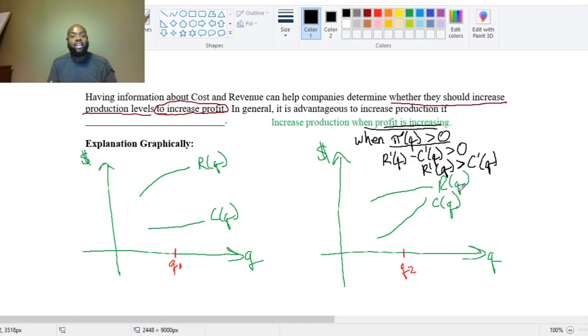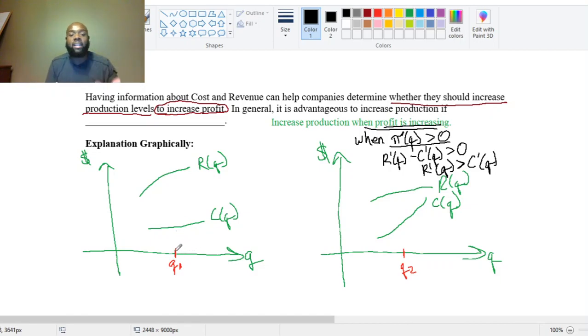All right. And so if I'm looking at the graph of revenue and cost, and notice in both of these graphs, my company is making a profit because revenue is greater than cost. The revenue function has Y values that are greater than the Y values on my cost function, right? And so in both of these examples, my company is in a profit state. But I only want to increase production in one of these cases.